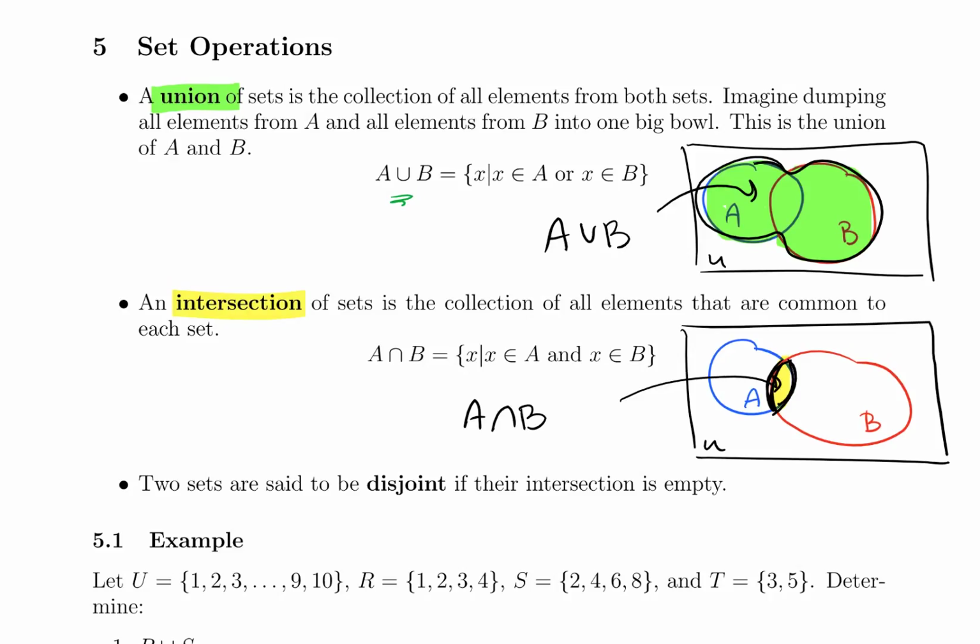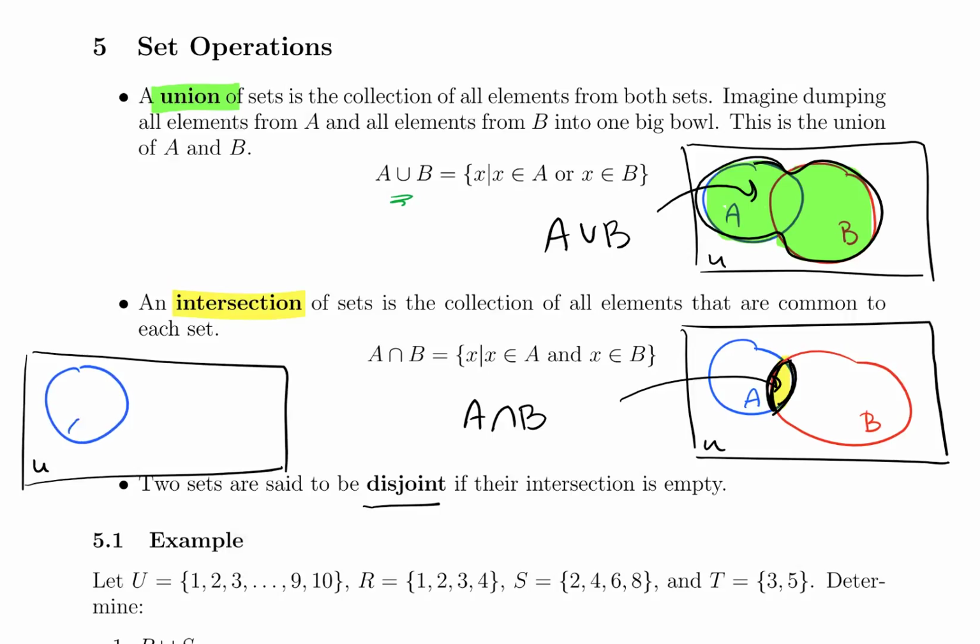If two sets do not intersect, then they are said to be disjoint. So that means that their intersection is the empty set. As far as our picture goes, two sets would be disjoint if they don't overlap with each other. So say here's A and here is B. Their intersection is empty. And so this would be an example of disjoint sets. A and B would be disjoint because their intersection is the empty set.